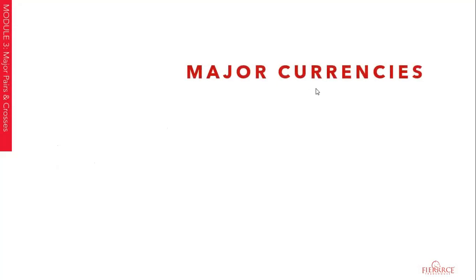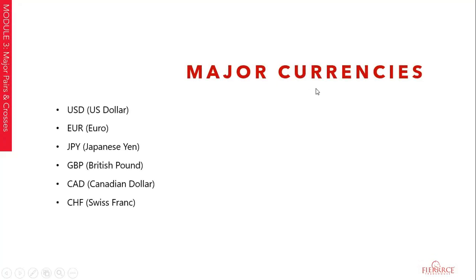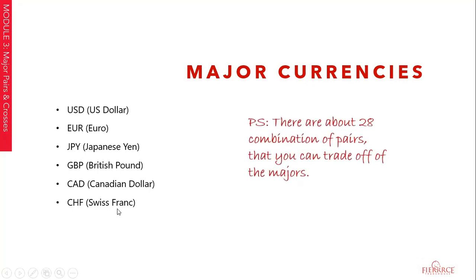That being said, we also have something called major currencies. These are the currencies of the major economies around the world: the American economy, so the USD; the Euro bloc, which is the Euro; Japan, the Japanese yen; the UK, the British pound; Canada, the Canadian dollar; and the Swiss franc. These are the major currencies. There's also one missing here, which is the AUD, the Australian dollar, so that's part of the major currencies too.